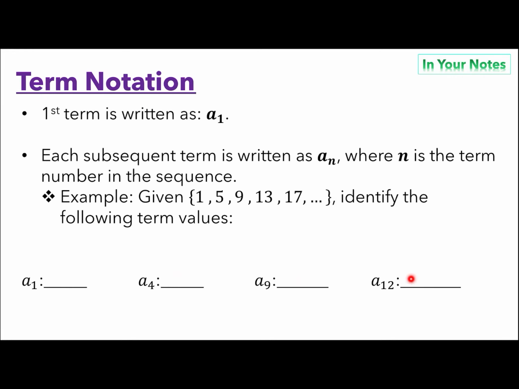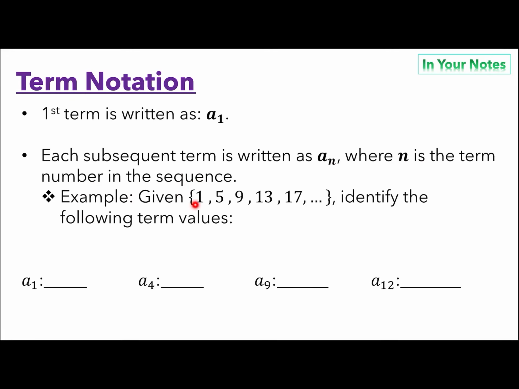So the first term is written as a sub 1. So I am going to say sub, S-U-B, a sub 1. Each subsequent term means like the next one. So each subsequent term is written as a sub n, where n is the term number in the sequence.